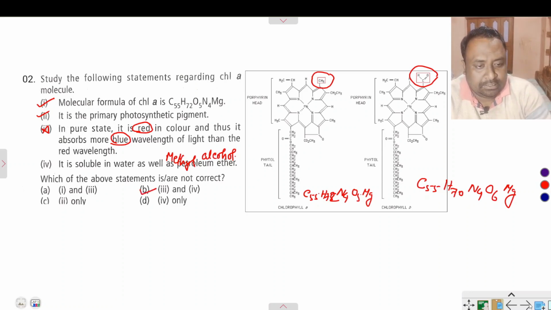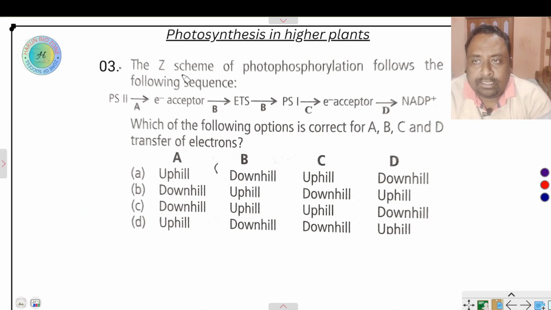Next question is the Z scheme of photophosphorylation. Photophosphorylation means producing ATP in the presence of light. In the Z scheme pathway, the following sequence occurs. So in the gap portions, what type of energy state is present in the Z scheme pathway?